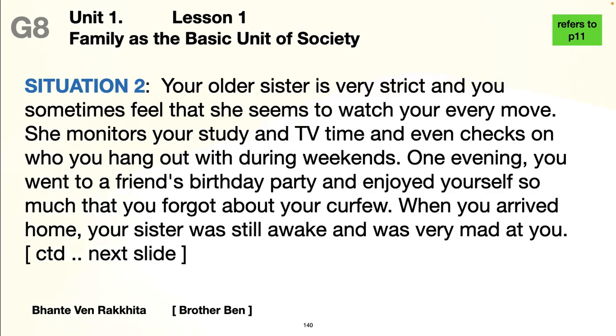Situation 2. Your older sister is very strict and you sometimes feel that she seems to watch your every move. She monitors your study and TV time and even checks on who you are hanging out with during your weekends. One evening, you went to a friend's birthday party and enjoyed yourself so much you forgot about your curfew. When you arrived home, your sister was still awake and was very mad at you. It means angry at you.